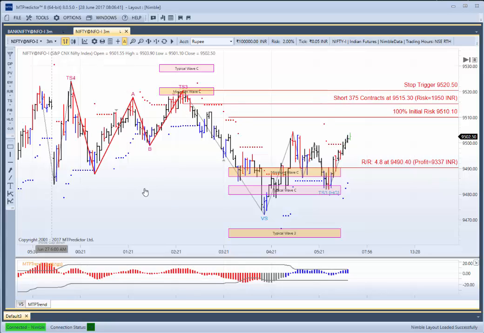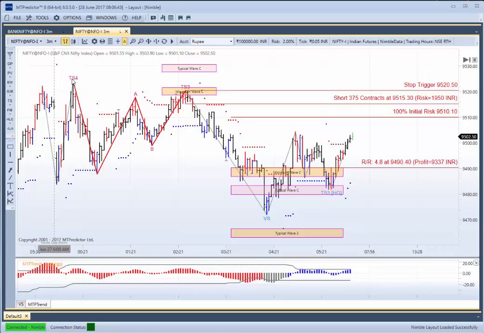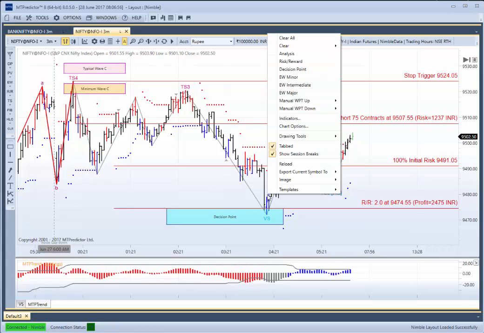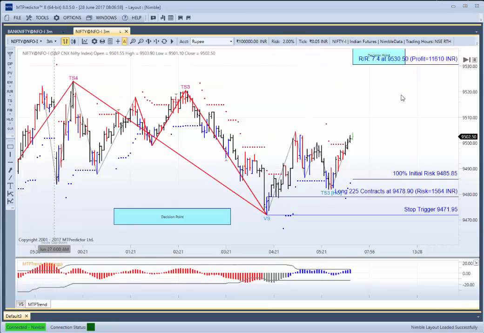So this would have been a good day on the Nifty, where either you'd have taken this first TS4 sell and then held that all the way through this corrective rally here, and then taken profit down at the low of the day there pretty much, and then got your next trade on the way up as well.